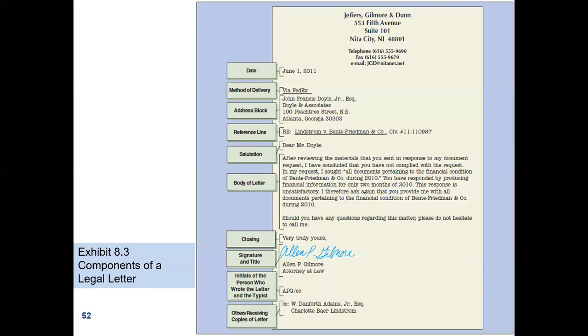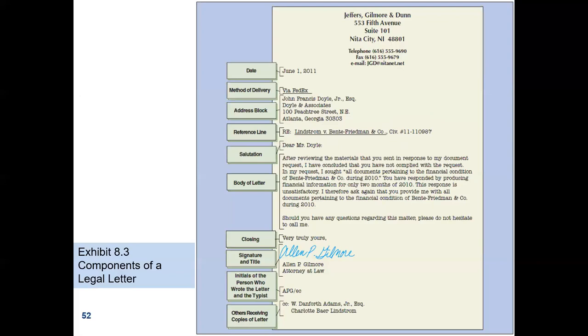A good Re line is going to have two ingredients. The first thing it's going to do is describe the client matter information, and this letter does that very well. You're going to know what the matter is because you have the style, or the name of the lawsuit. And you also have the civil action number, the case number that is filed with the clerk.